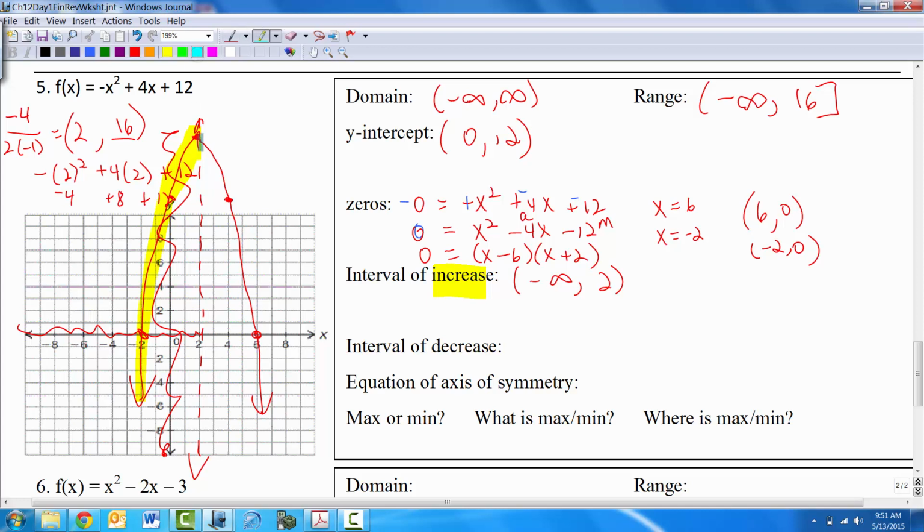What's my graph doing from here to here? It's decreasing using these x's as the input values. So 2 to infinity, the graph decreases. Equation of axis of symmetry, x equals 2. Max or min, you have a max. What is the max? It is 16. Where is the max? 2.